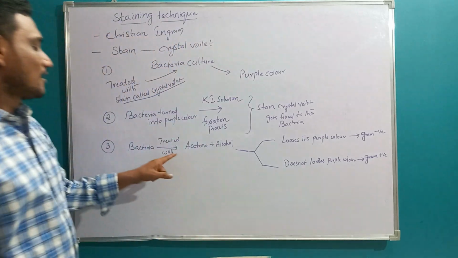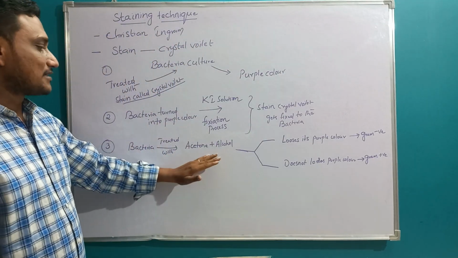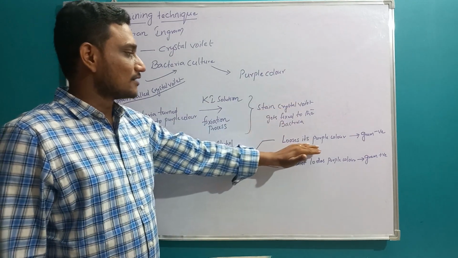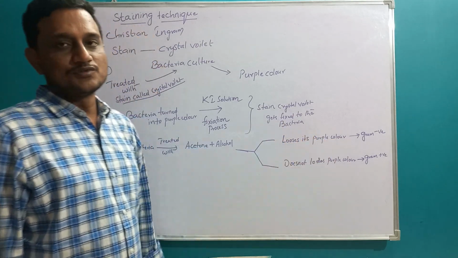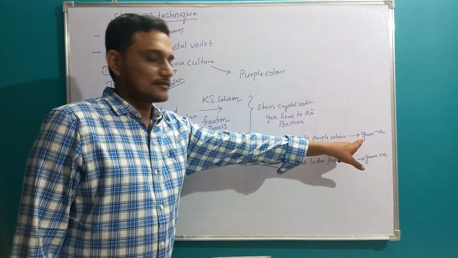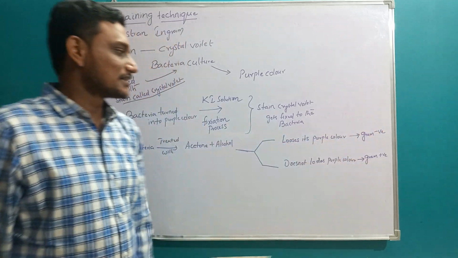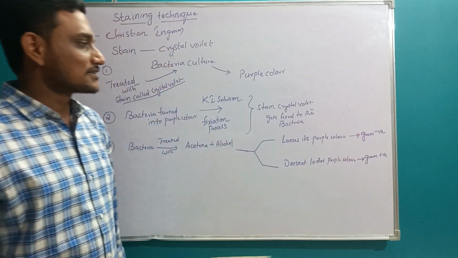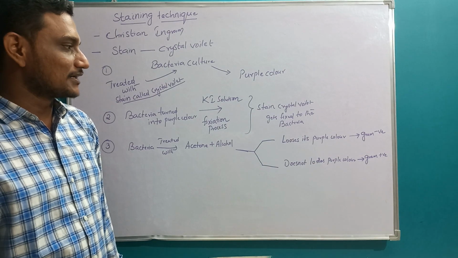So the bacteria are treated with acetone and alcohol. When acetone and alcohol are applied, the stain crystal violet is lost, that means the purple color is lost. As a result, the bacteria which lose this purple color are considered gram negative, and those which do not lose the purple color are called gram positive bacteria.